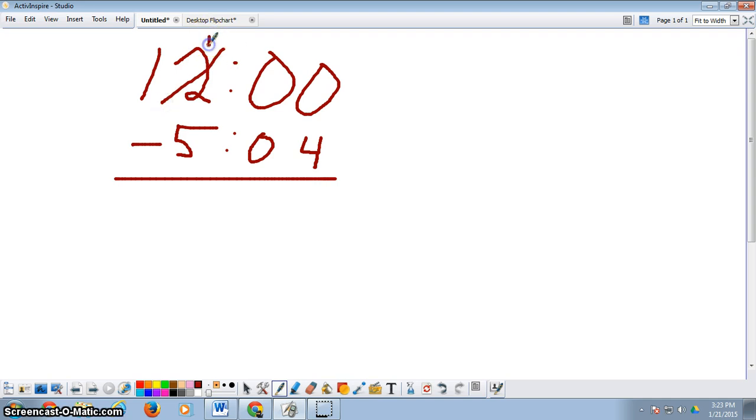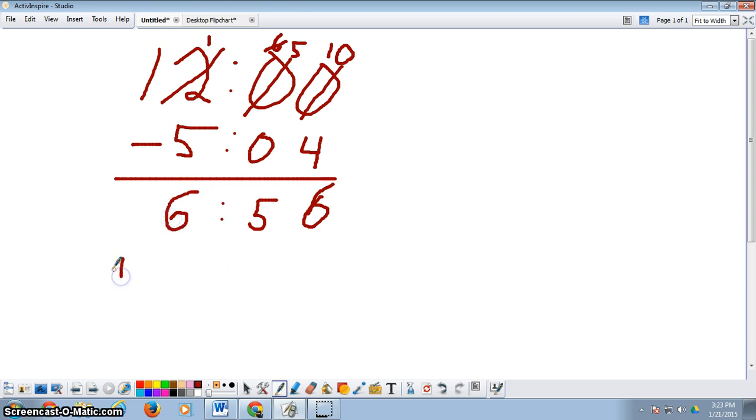Okay, we're going to have to borrow here, making that a 6. We still need to borrow from that again. Makes it a 5. And we borrowed from that, and that will make this a 10. 10 minus 4 is 6. 5 minus 0, 5. And 11 minus 5 is 6.